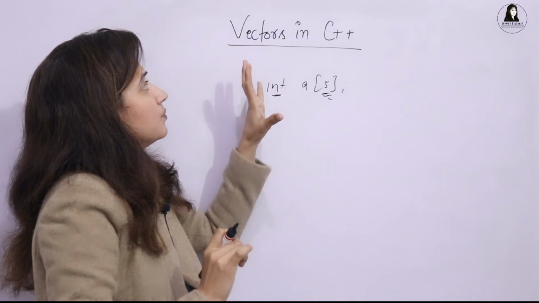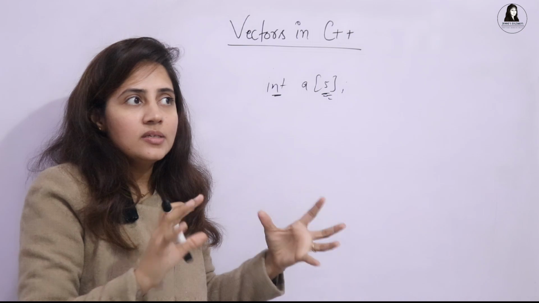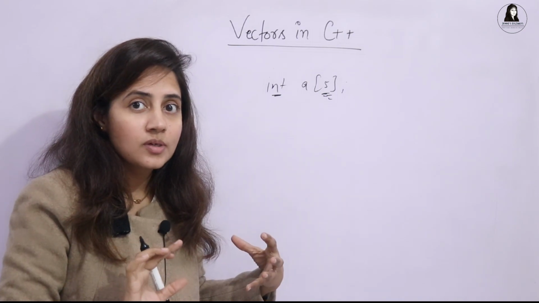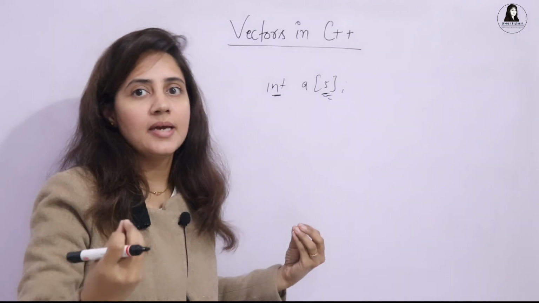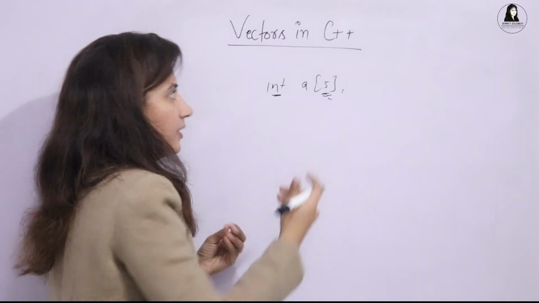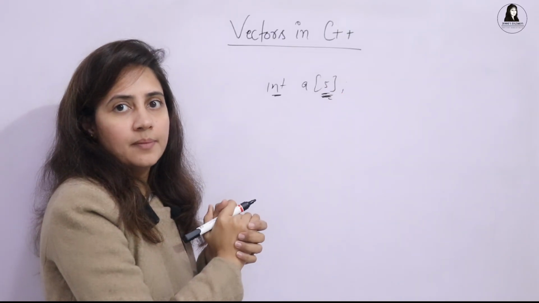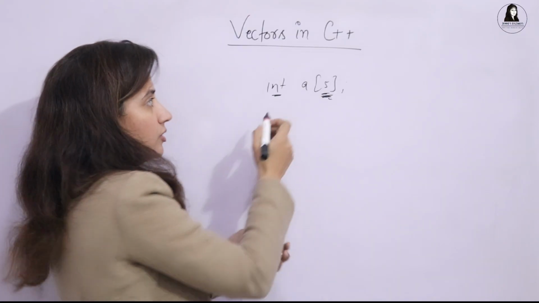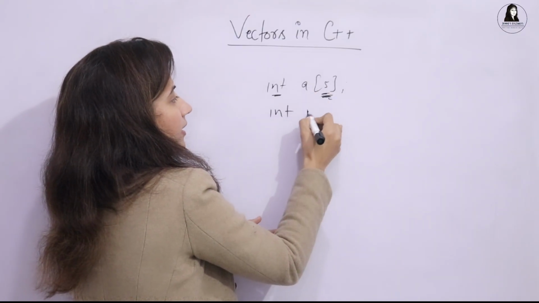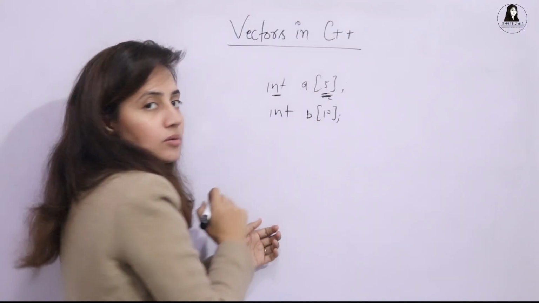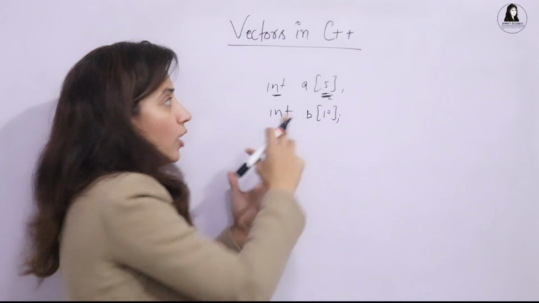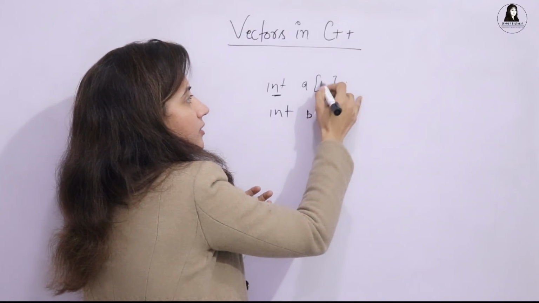So now how are vectors different from arrays? Because vectors are dynamic arrays. Now what does that mean? Here I can store 5 elements. Suppose I want to store 10 elements. Then what do you have to do? You can just declare another array B of 10 elements. Right? Or maybe you have to just resize it to 10.